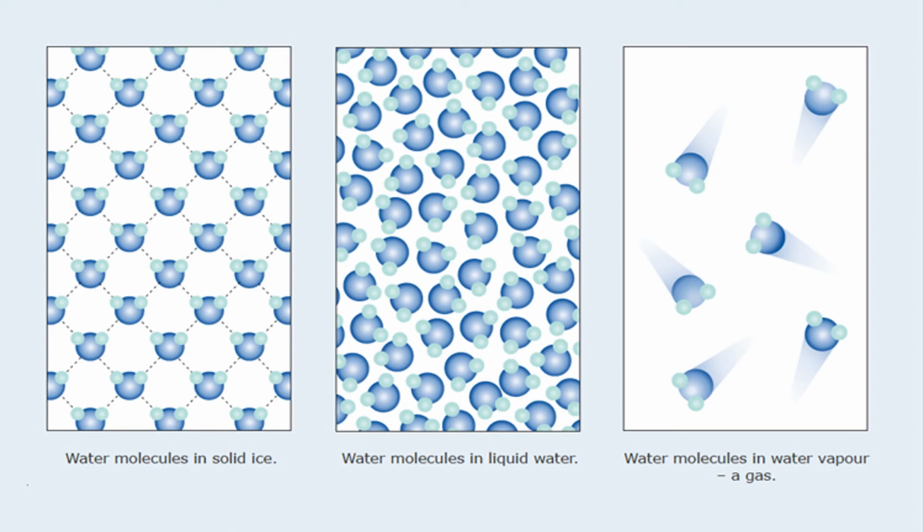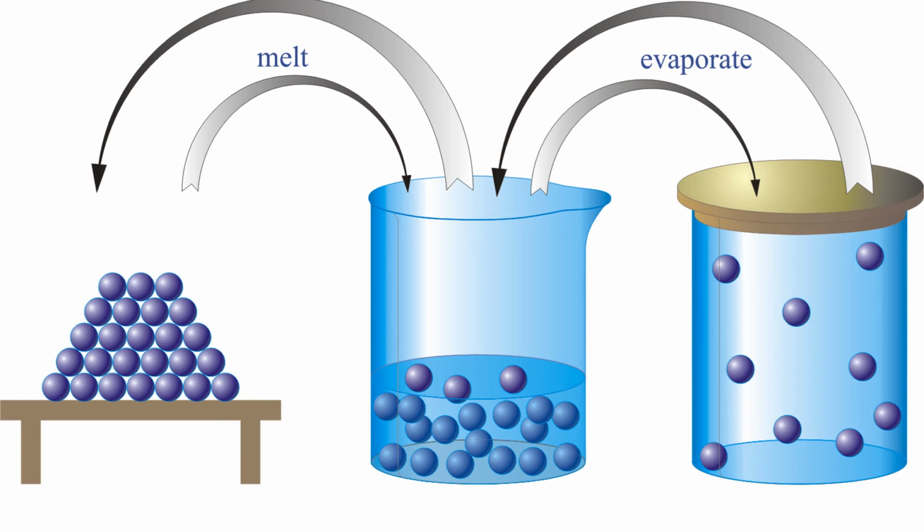In a solid, the molecules are tightly packed and only vibrate against each other. In a liquid, the molecules move freely but stay close together. In a gas, they move around wildly and have a great deal of space between them.